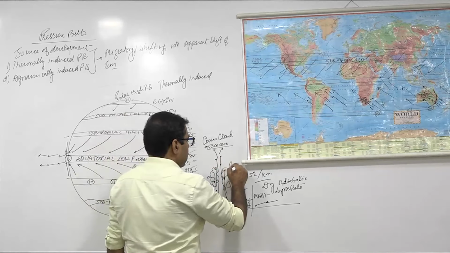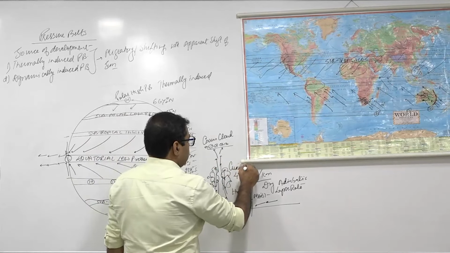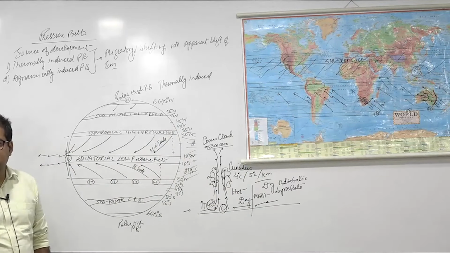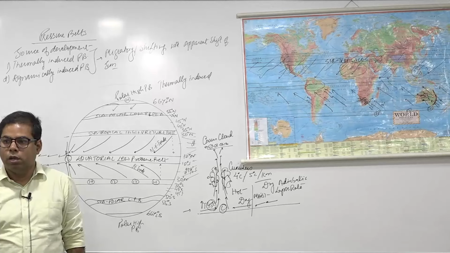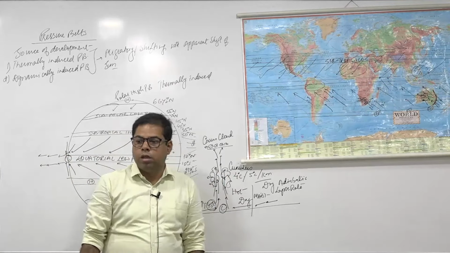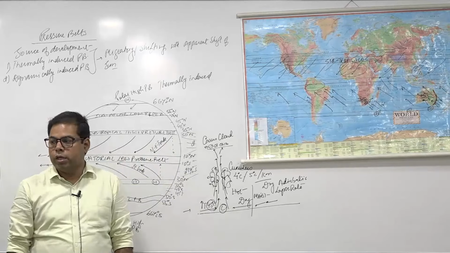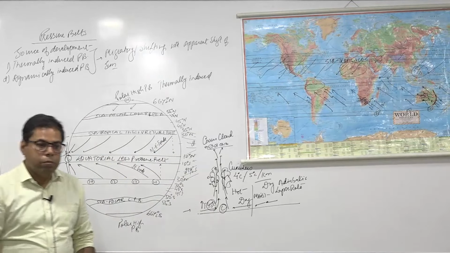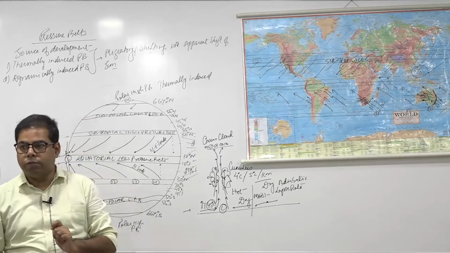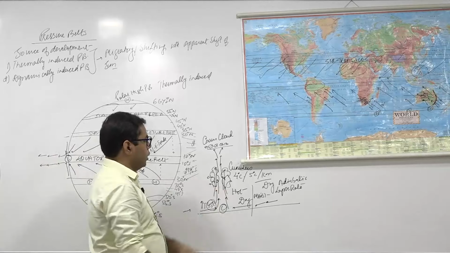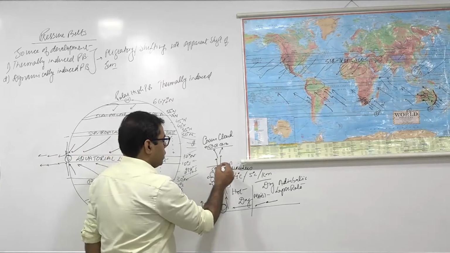C-U-M-U-L-U-S, cumulus clouds. Right? So these cumulus clouds have been formed by vertical ascending or by the convection process. But the air should have moisture. Now it is rising up, so then it has been further rising.